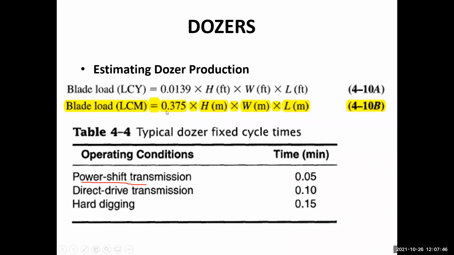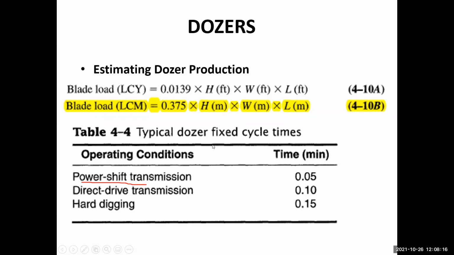And then this has to be multiplied by 0.375. So the height, width, and length will correspond also to the dimensions of the cut that will be made by the dozer.